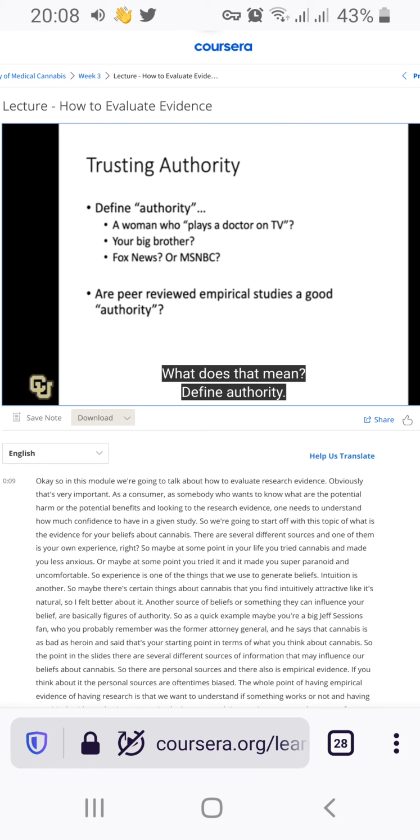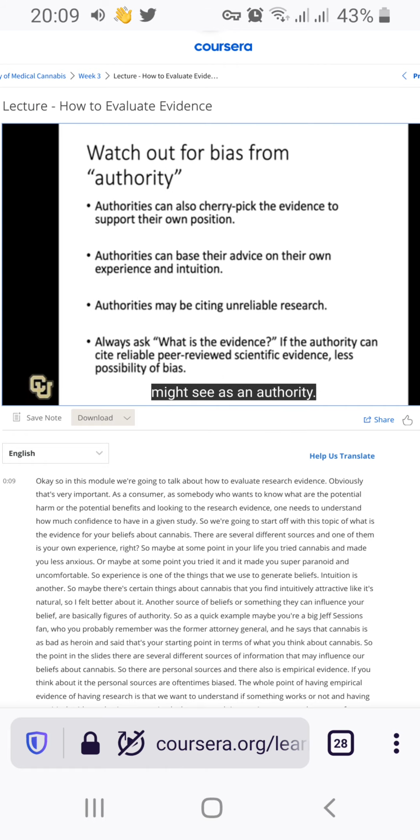What does that mean? Define authority. Well, maybe your big brother, maybe Fox News or MSNBC. And so are peer-reviewed empirical studies a good authority? And obviously peer-reviewed empirical studies are much more likely to get it right than simply somebody you might see as an authority. So it's important to watch out for bias from authority.